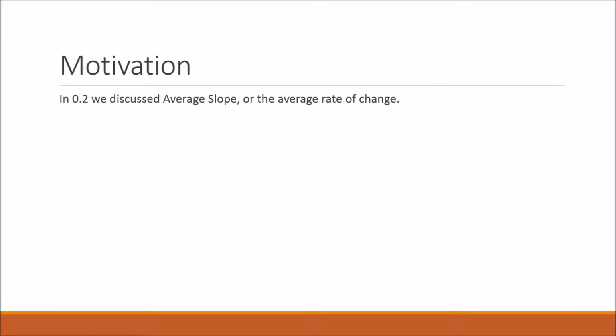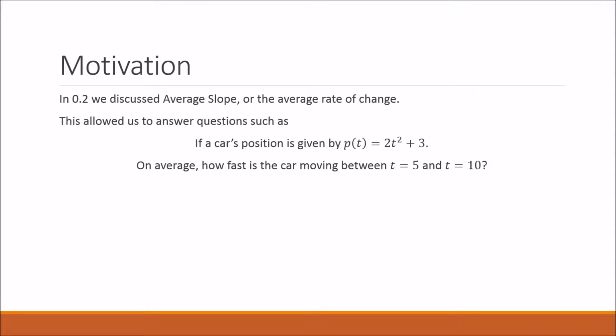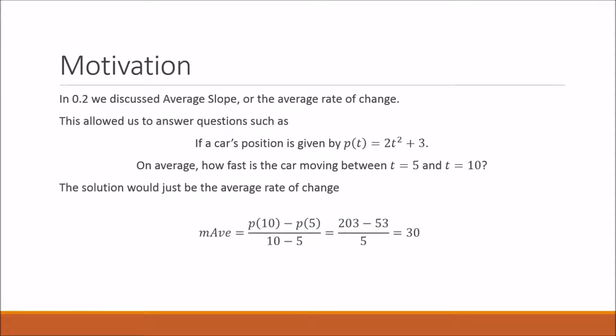So recall that in section 2, we discussed average slope or the average rate of change. This allowed us to answer questions such as, if a car's position is given by p of t equals 2t squared plus 3, on average, how fast is the car moving between t equals 5 and t equals 10? The solution would just be the average rate of change. So we look for p of 10 minus p of 5, divided by 10 minus 5, which just simplifies down to 30.